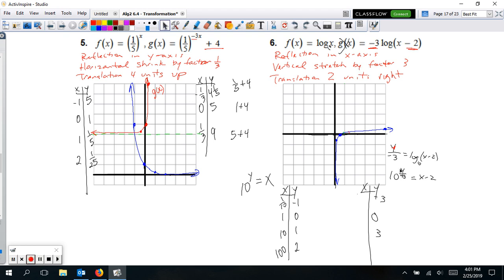So when I first plug in negative 3, negative 3 over negative 3 is a positive 1, which is just 10. 10 to the first is just 10. And then we just have to add 2 to both sides. That's going to give us 12. So 12 comma negative 3 is 1 point.